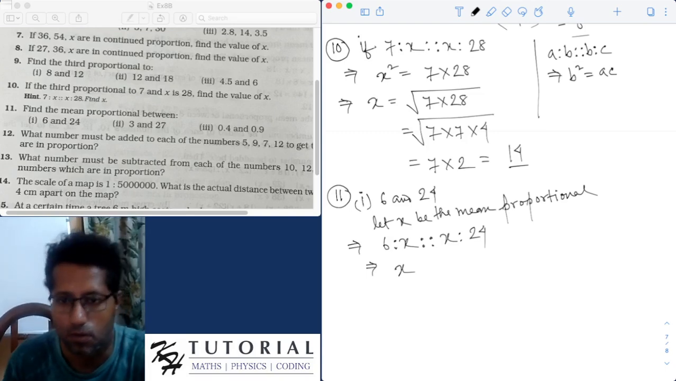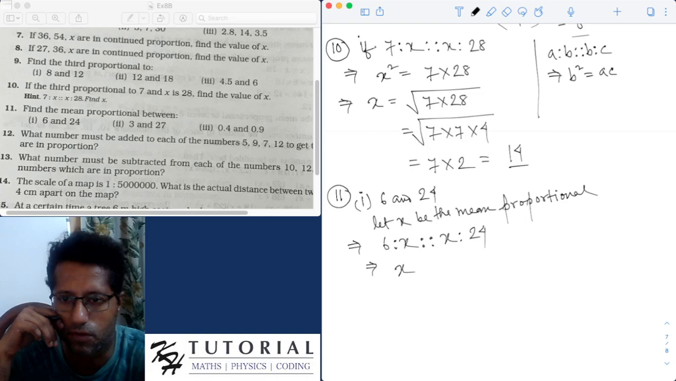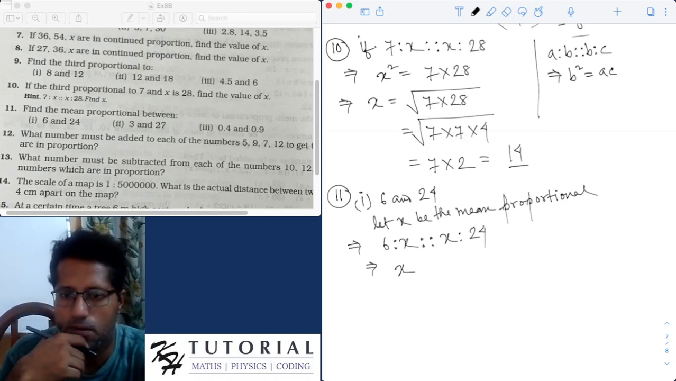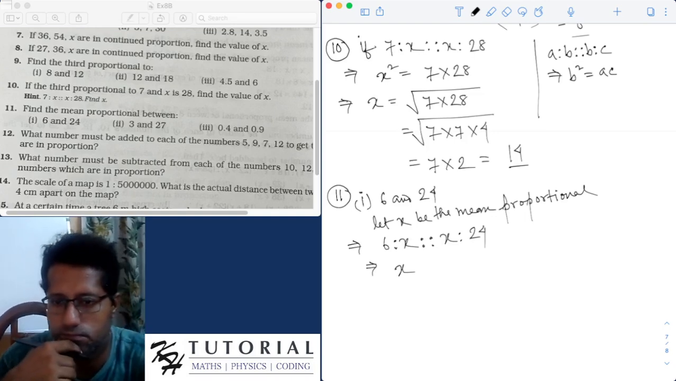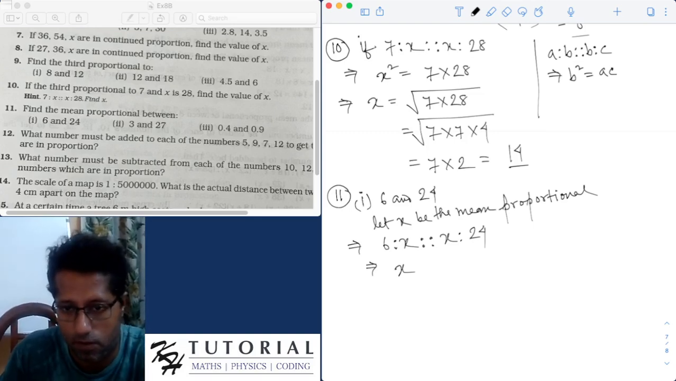Okay, so it is asking, let x be the mean proportional between 6 and 24. So we must have 6 is to x equal to x is to 24. So we must have, using the formula b square equals ac, x square equals 6 into 24.